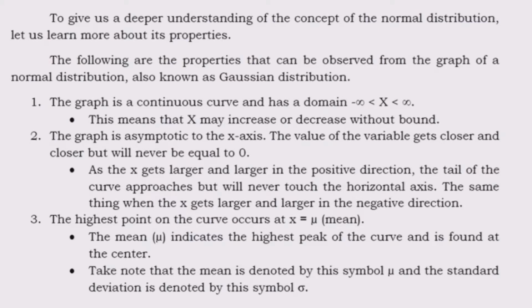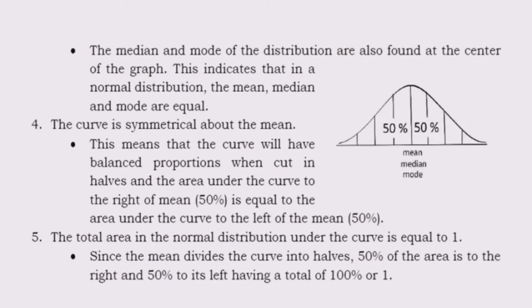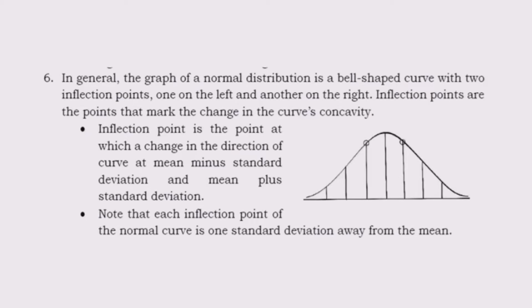Following are the properties that can be observed from the graph of a normal distribution, also known as the Gaussian distribution. There are 7 properties in a normal distribution, and you can find these properties in your self-learning modules from 5 to 7.